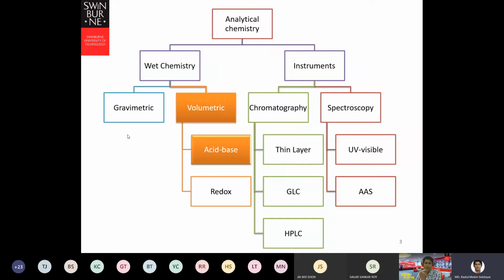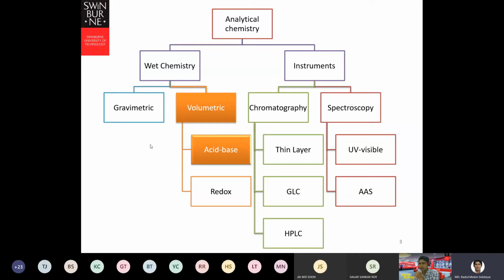Now we are going to the volumetric analysis. In gravimetric analysis, we do the precipitation and then find out the mass of the precipitate. For the volumetric, we do the reaction first, right? And when there is a reaction, there is a solution involved there. And when there is a solution involved, there are different ratios or concentrations. So solution and concentration, these two things are important for volumetric analysis.